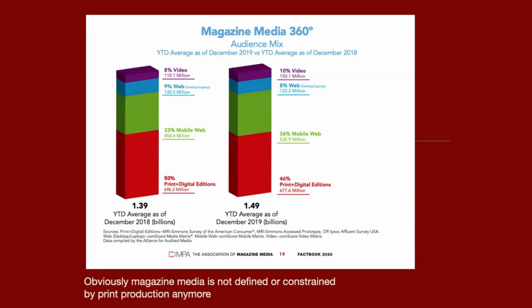Mobile has increased quite a lot, and I imagine that it's increased significantly from these old data points. And video is becoming a bigger part of the product, and it doesn't even take into account podcasting, which has become a significant media force in magazines as well. But the point of this slide still holds, is that magazine media is not defined or constrained by print production anymore, and in fact you can be a magazine without having any print edition.